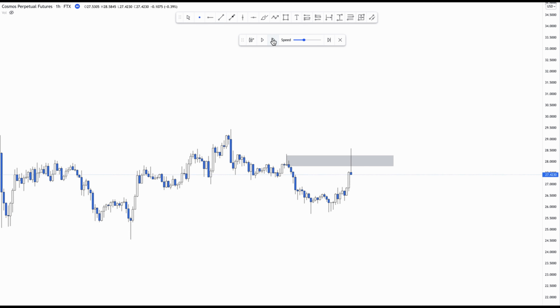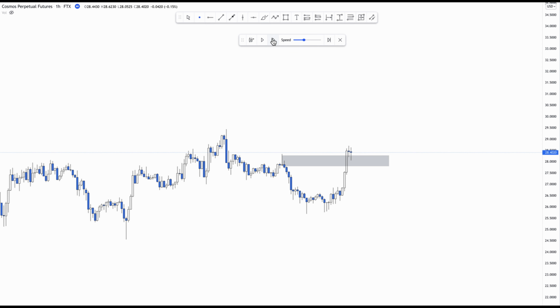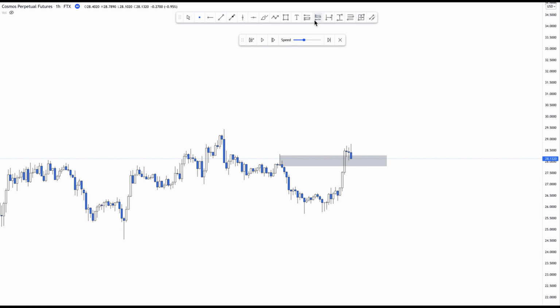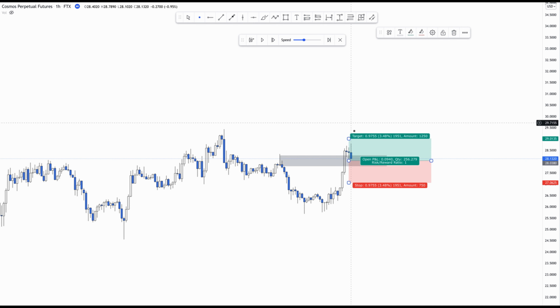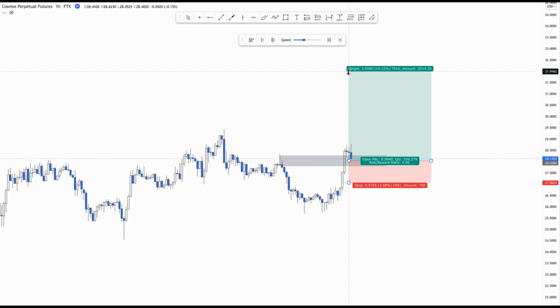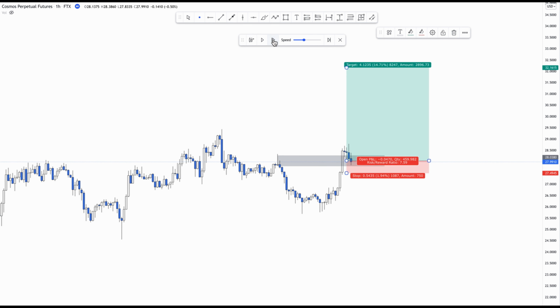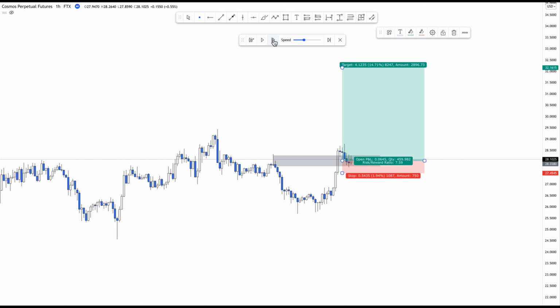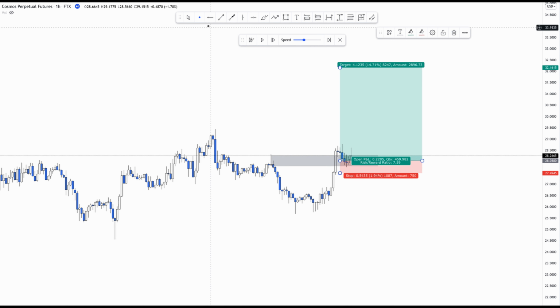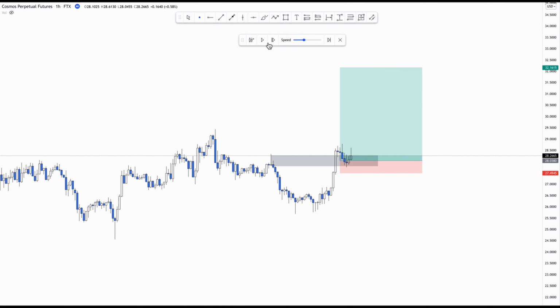So let's say we set our buy around somewhere here. Let's see if it plays out well.